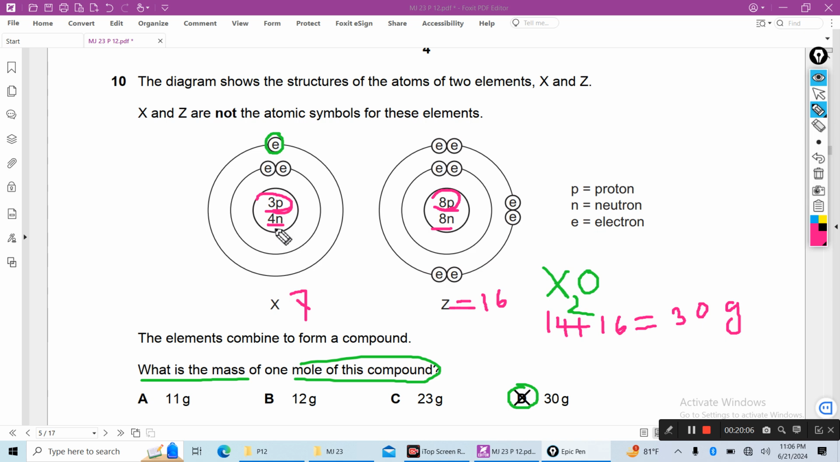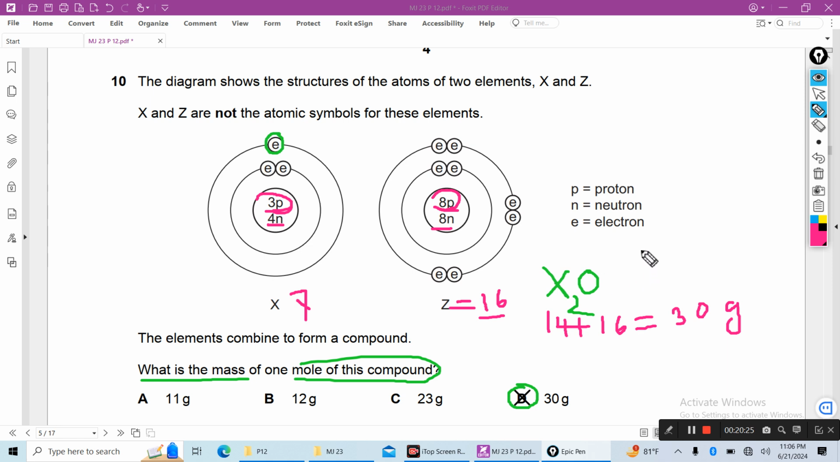3 proton, 4 neutron, total mass number 7, and this is group 1. Here the outer shell has 6 electrons, so group 6, and 8 proton, 8 neutron, total mass number 16.